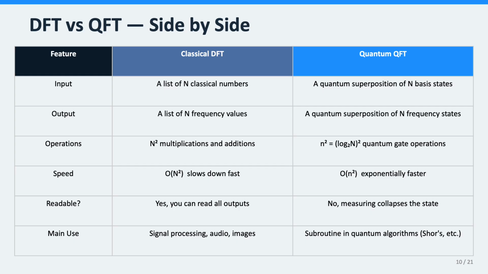The speed difference is where the quantum advantage truly shows. The classical DFT scales as the square of the input size. The FFT is much better, scaling as the input size multiplied by the logarithm of the input size. But the QFT scales only as the square of the number of qubits, which is the logarithm of the number of values being processed. For large inputs, this difference is not just a constant factor improvement, it is an exponential leap. The difference between waiting a lifetime and getting an answer in seconds.